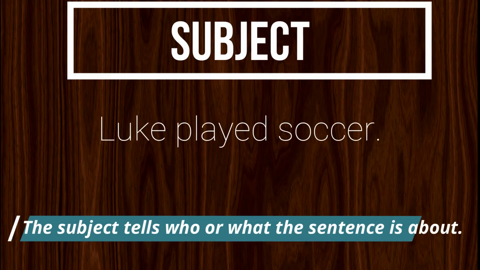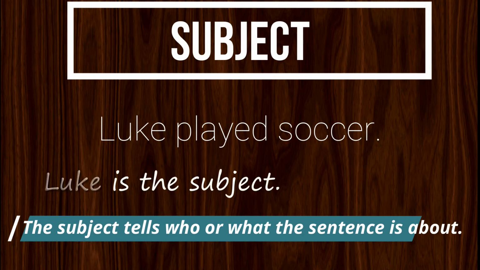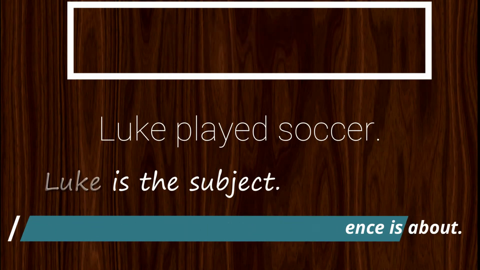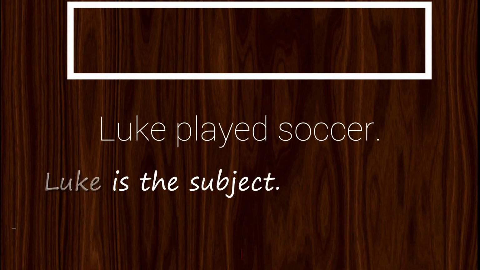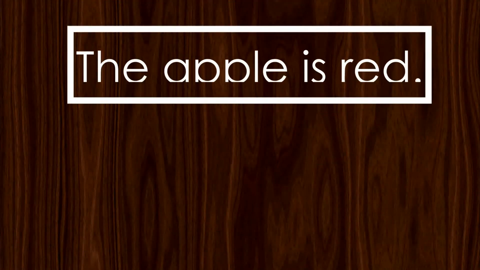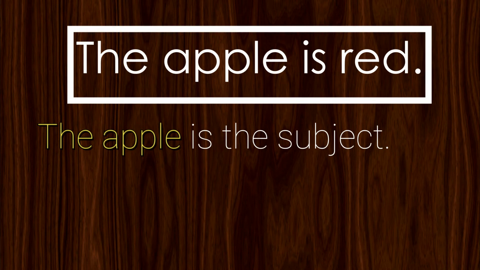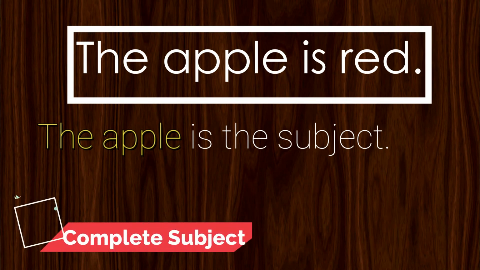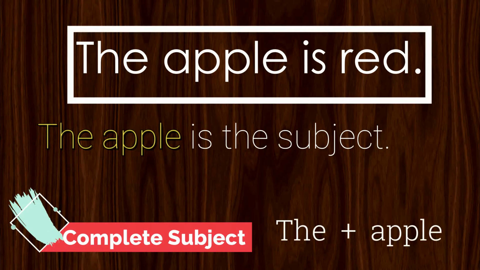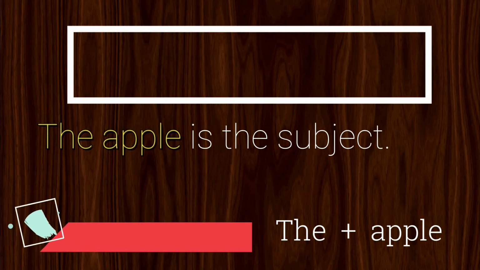Luke played soccer. What or who is the sentence about? In this sentence, Luke is the subject because this sentence is all about Luke. And the single word subject, Luke, is called a simple subject. The apple is red. Can you guess what the subject is in the sentence? That is right. The apple is the subject and we call it a complete subject because the word apple is attached to a modifier, specifically a determiner, the, that signifies a particular object.